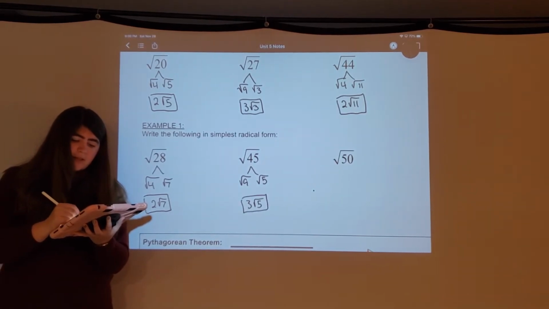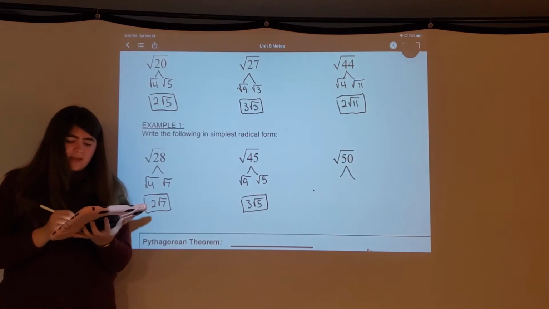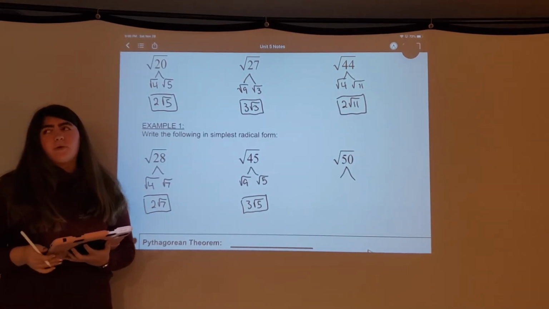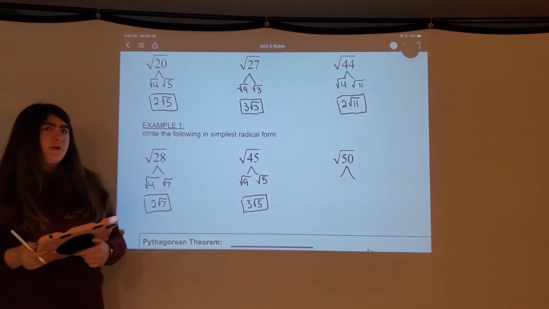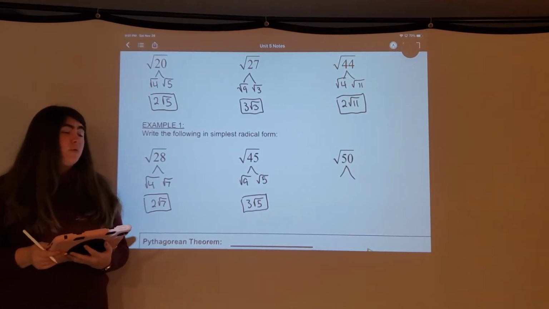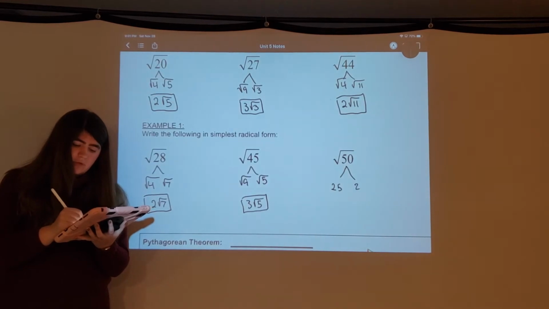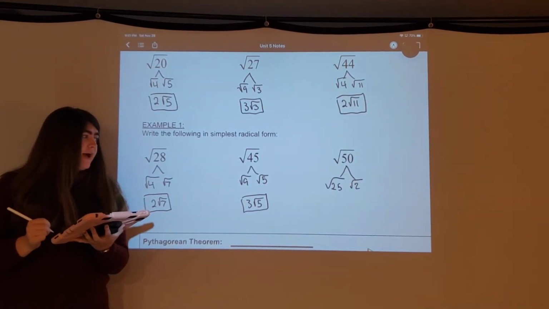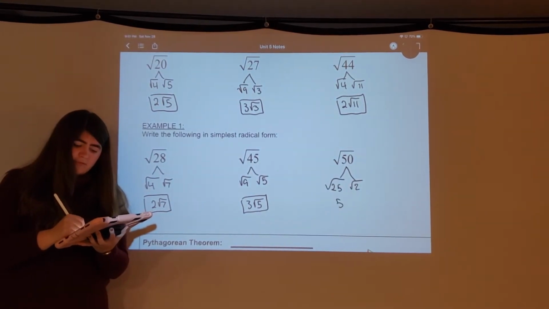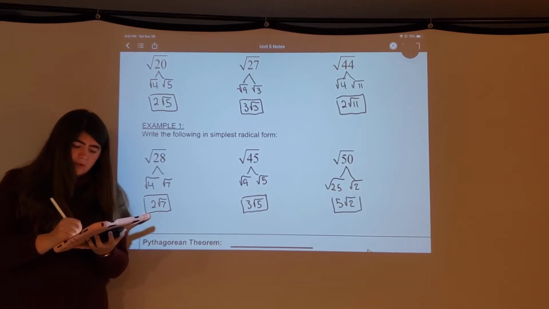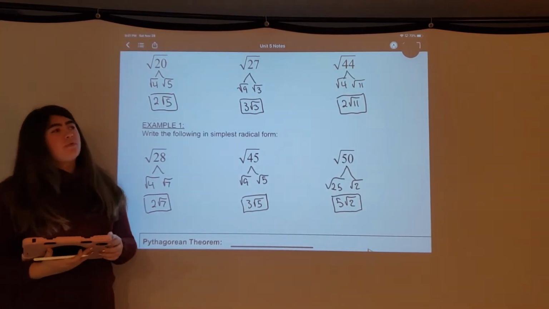And then last but not least, we have the square root of 50. I know 5 and 10 go into 50, but those aren't perfect squares. 2 and 25 go into 50, and 25 is a perfect square. So I can say 25 times 2. The square root of 25 is equal to 5, so I have 5 square roots of 2. And that is a refresher on simplest radical form.